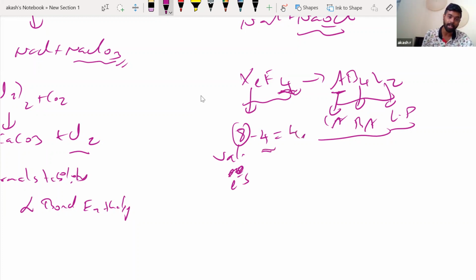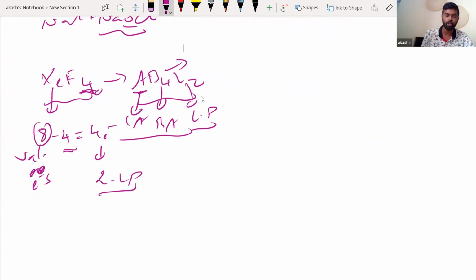So what is left out is another 4 electrons. These 4 electrons will be in the form of 2 lone pairs, right? 1 pair means 2 electrons, right? So 4 electrons means 2 lone pairs. So the moment you see AB4L2, you must know that it is going to be square planar. Okay, now forget about this.